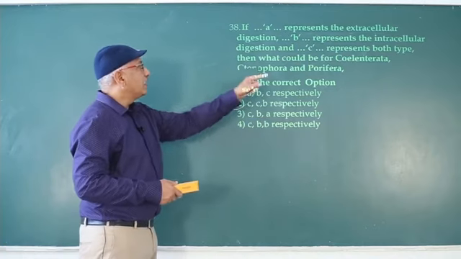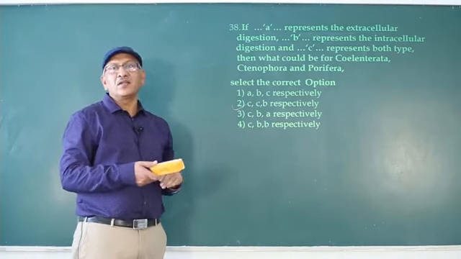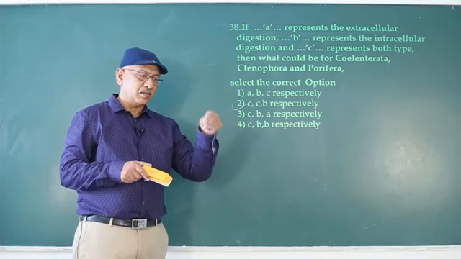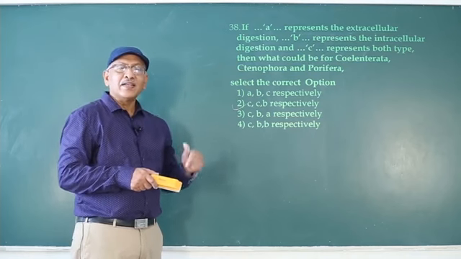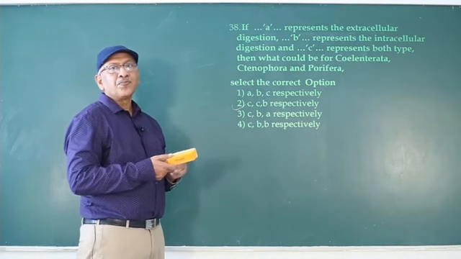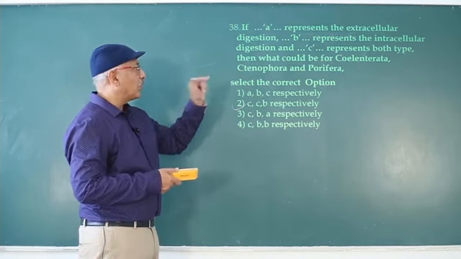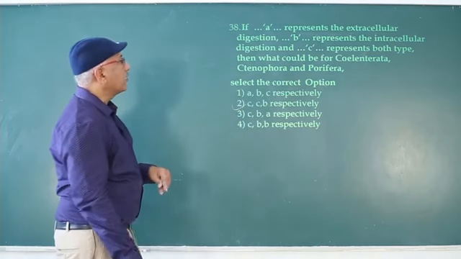Truly, in Coelenterata and Ctenophora, extracellular as well as intracellular. You already know in Obelia, in nutritive muscular cells digestion takes place, that is intracellular digestion. The digestion that takes place in the gastrovascular cavity is extracellular digestion. So both extracellular and intracellular digestion in Ctenophora and Coelenterata, and in Porifera only intracellular digestion.